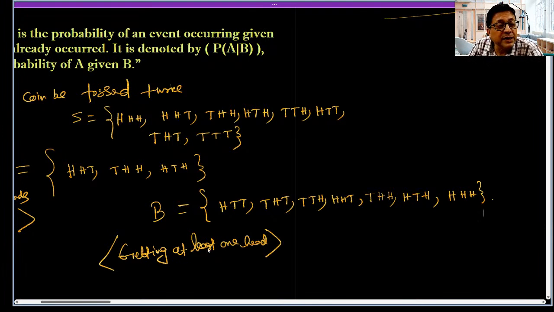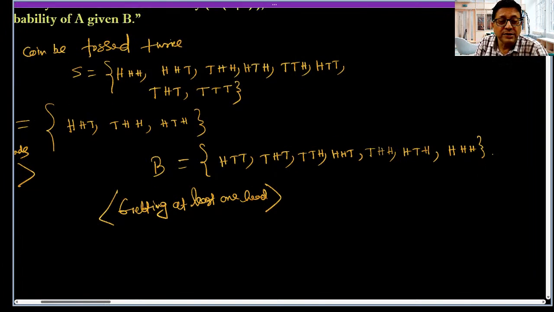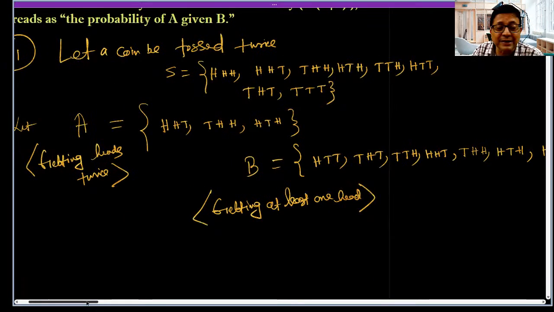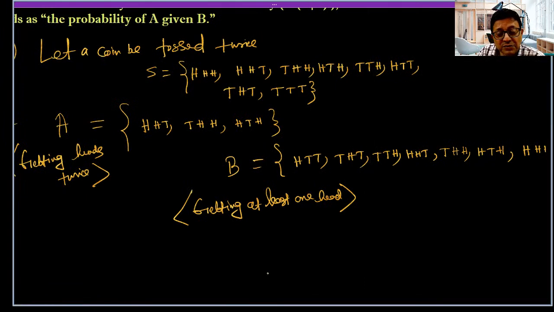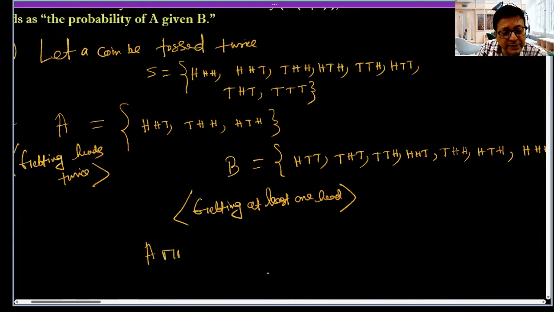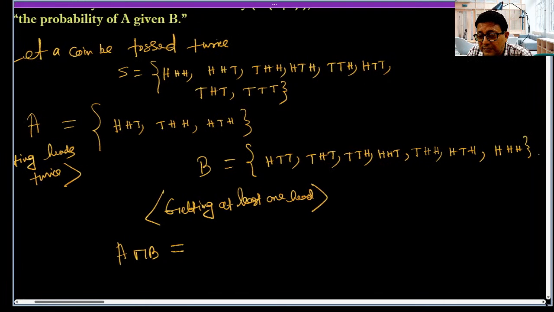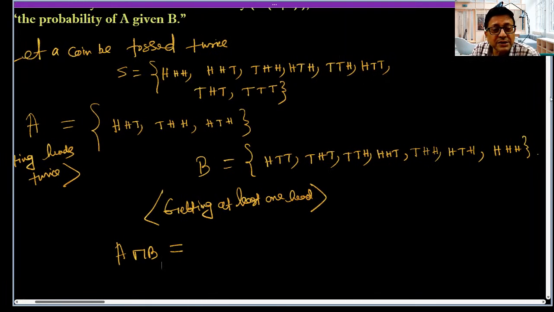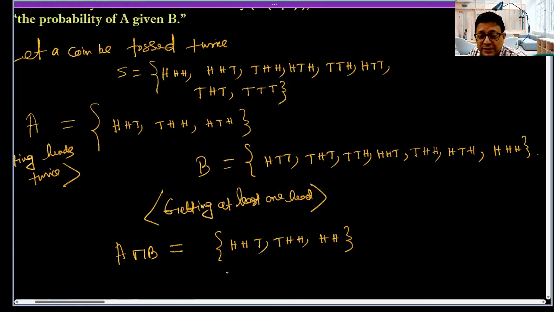Now, these two events have some common points. Am I correct? What are the common points? That you can write by using the operation of events as A intersection B. What is A intersection B? Let me write it first. A intersection B consists of these three outcomes: HHT, THH, HTH. Okay?